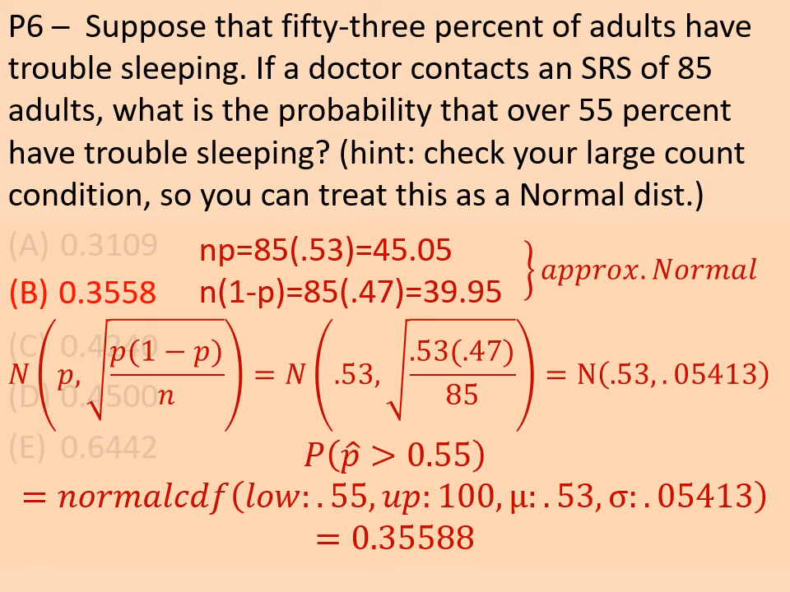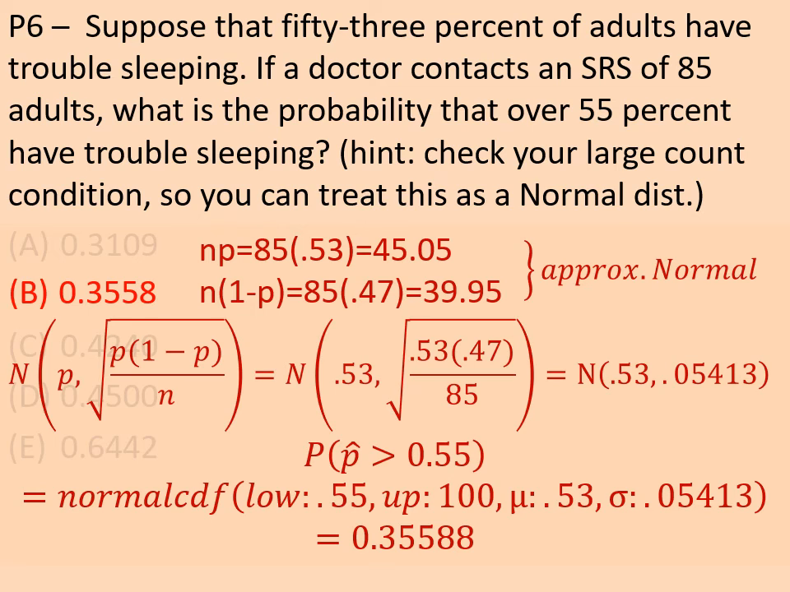All right, so we checked the large count, so n times p and n times 1 minus p, both of those are larger than 10. So we can use an approximate normal distribution here. So what does the normal distribution look like? The mean of our normal distribution will be p, the true proportion, and we are assuming that that is 53%. And we want to calculate the standard deviation, and that's the square root of p times 1 minus p over n.